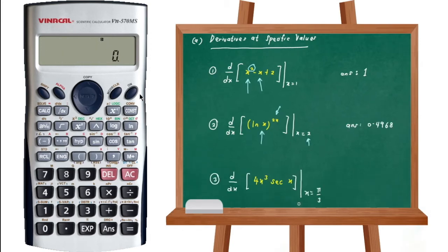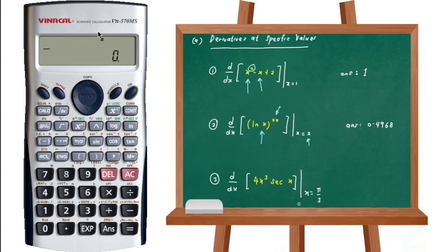Okay, now let's try another one, which is finding the derivative of this function 4x cubed multiplied by secant x when x equals pi over 3. Notice that this function involves the trigonometric function secant x, and this value x equals pi over 3 doesn't have any degree sign. So this tells us that this value is in radian or real number. So we have to make sure that our calculator is set in mode radian instead of mode degree.